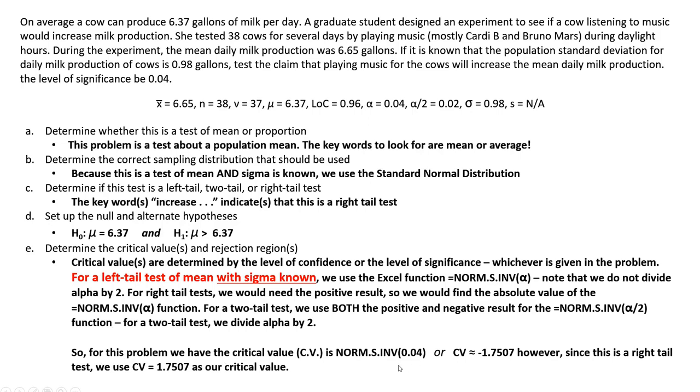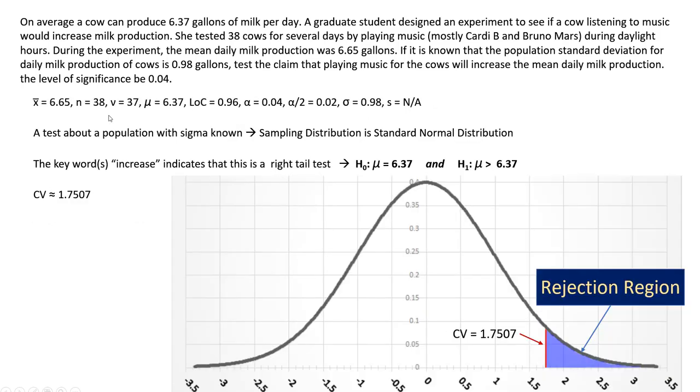This one, we would have norm.s.inv, we would click on the cell for 0.04, and the critical value would show up as negative 1.7507. But because this is a right tail test, we would use the positive critical value, which is just the absolute value of the negative. So it's 1.7507. And again, I will go over all of these in spreadsheet mode.